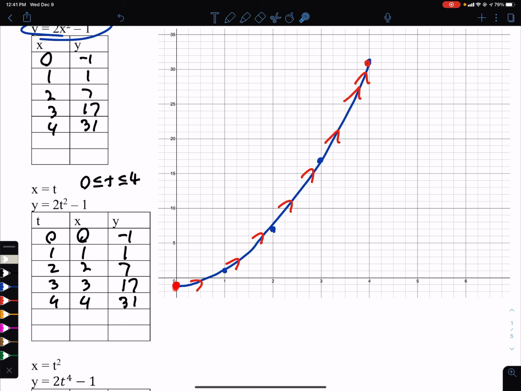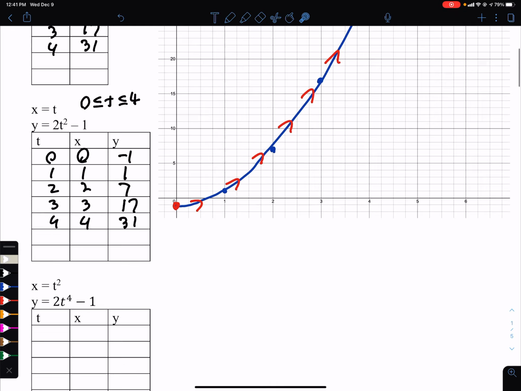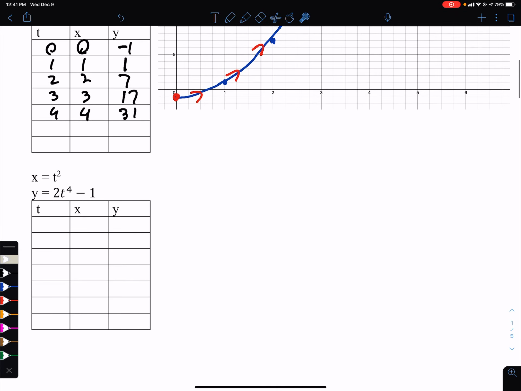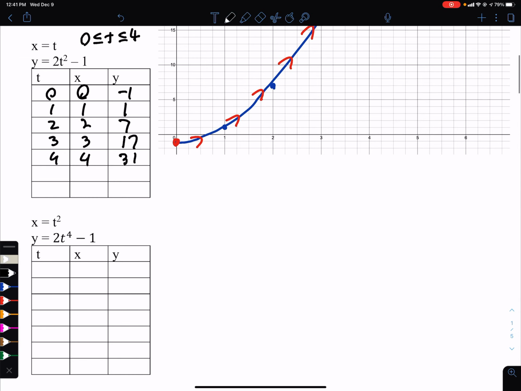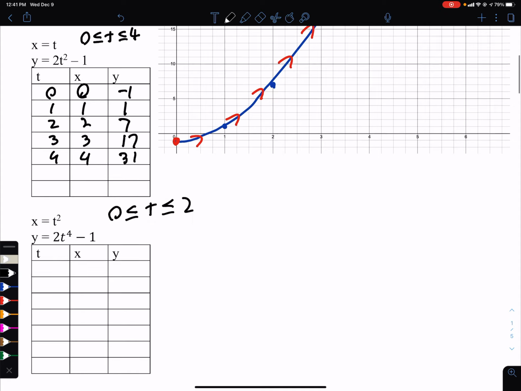Here's your start, here's your end. When we did the original, there was no start, there was no end. And you had a whole parabola and it went forever. Here, you have a start and an end. So in the next one, I have another parametric equation. I'm going to give you a start time and an end time. So I'm going to go from 0 to 2 in this case.